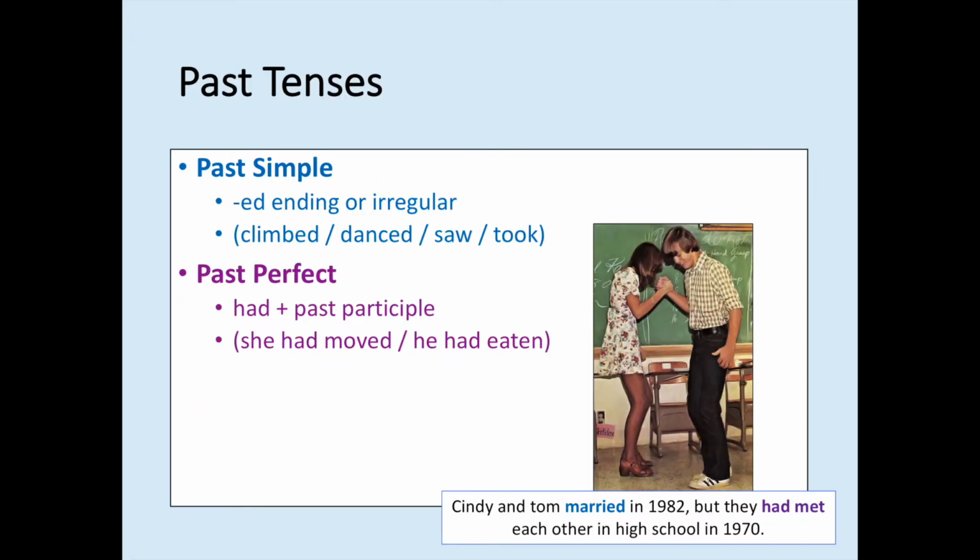For the past tenses, the most important ones are past simple, which will mean the ed ending, or there are a lot of irregular ones, and those are found on page 155. Okay, so we can see climbed, danced, saw, took, and then past perfect. Past perfect is had plus past participle. She had moved, he had eaten.